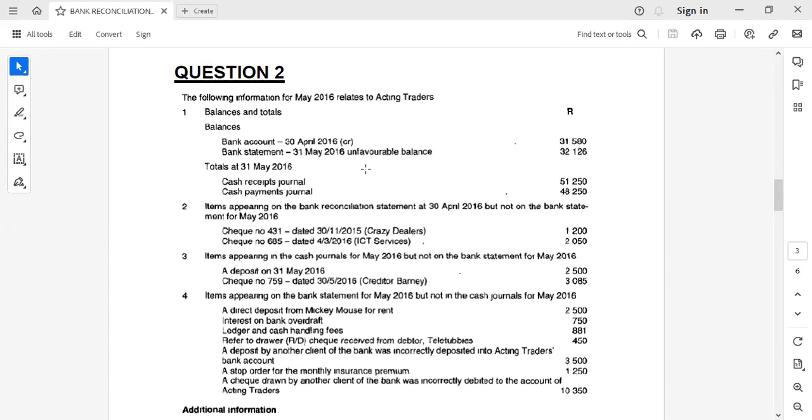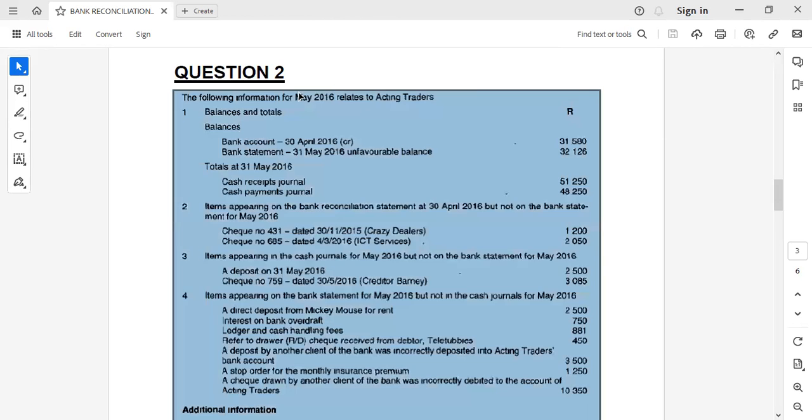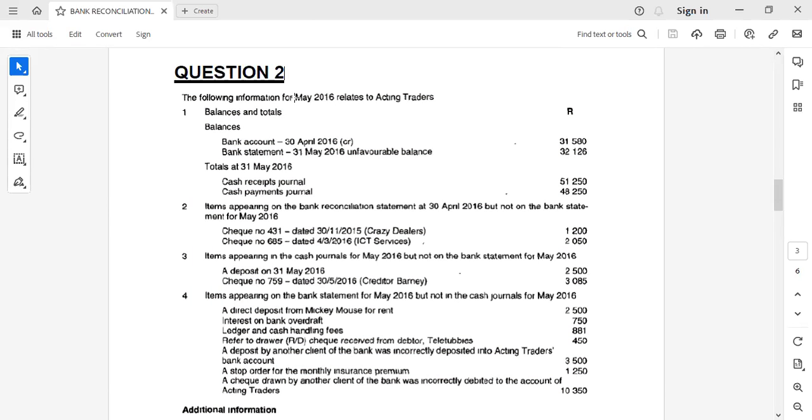Number one, balances and totals. The balance in the bank account on 30 April. One thing that you have to remember, we are in May. So when they say 30 April, that means that's the closing balance for the last month. So here they are talking about 30 April, that means the balance from last month. That will be the opening balance in our bank account.